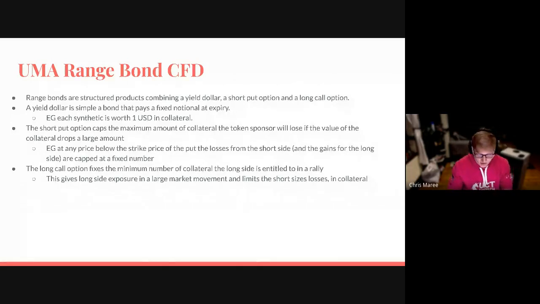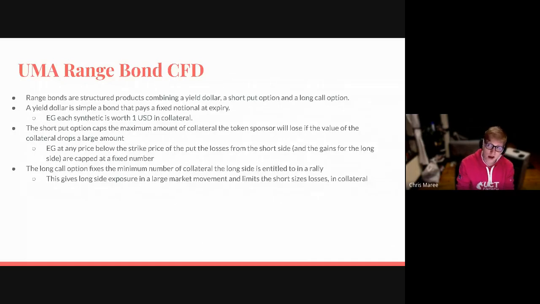And what this means is there are 3 discrete products that operate over different ranges of the possible payout price. The yield dollar is basically like a bond that pays out a fixed notional at expiry, right? That's the same way that our current yield dollars work, that are $1 denominated, but the notional of the bond could be any number. The short put option caps the maximum losses denominated in collateral that the token sponsor, or the minter, could take on.